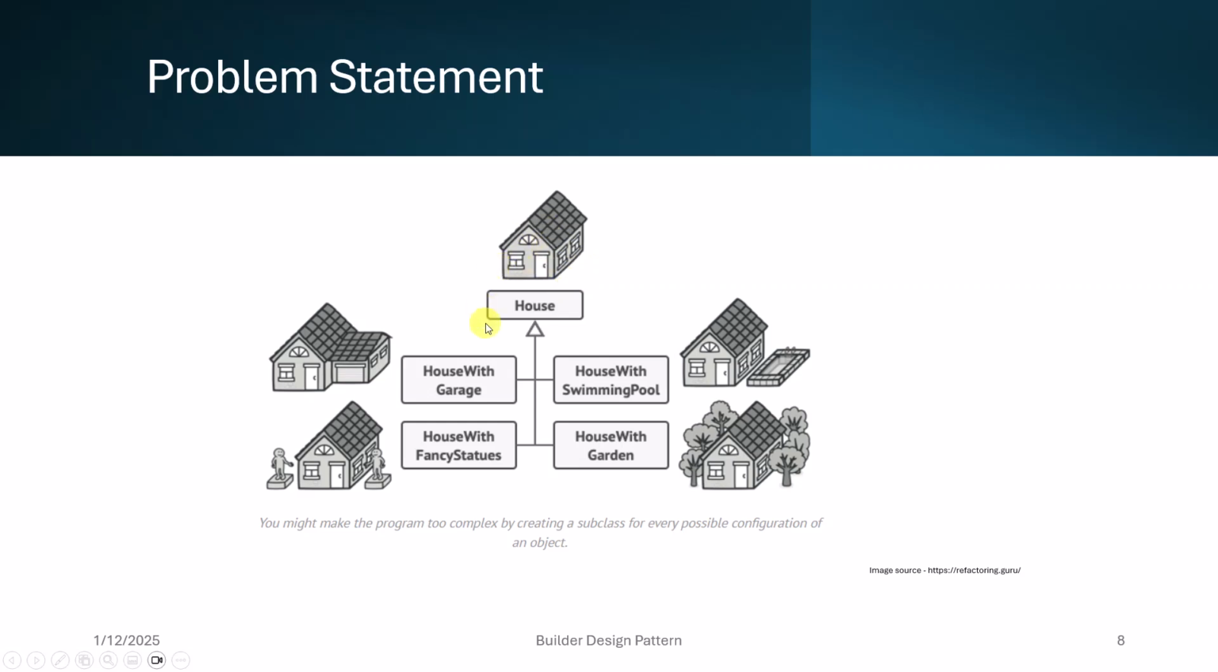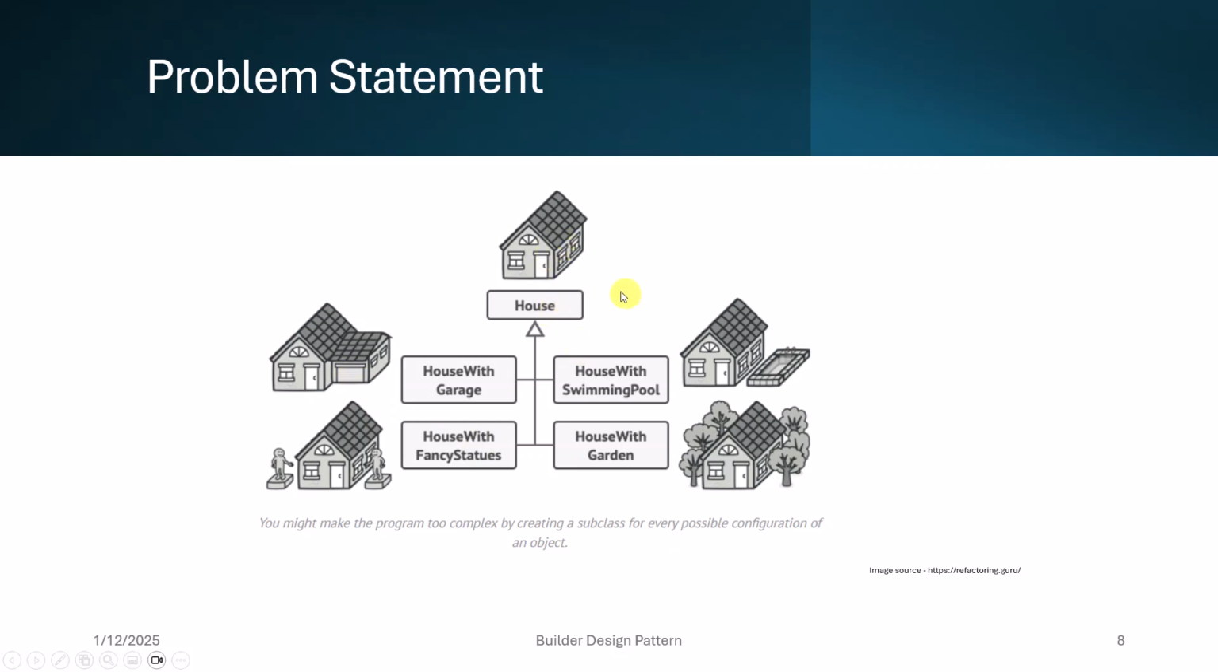But there are some houses which we want to create with a garage, or somebody wants to create a house with fancy statues, or somebody wants a swimming pool in their house, somebody wants a garden in their house. So it's based on who wants to create what type of house. There are many different possibilities of creating the house object. Now here there are two approaches we can build a house.